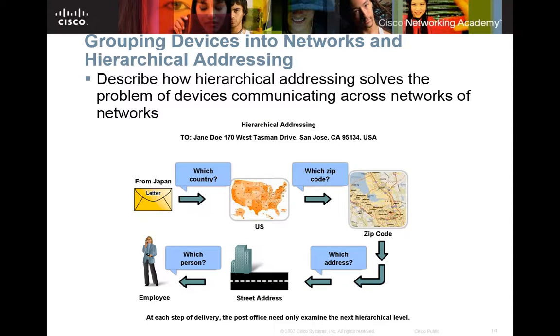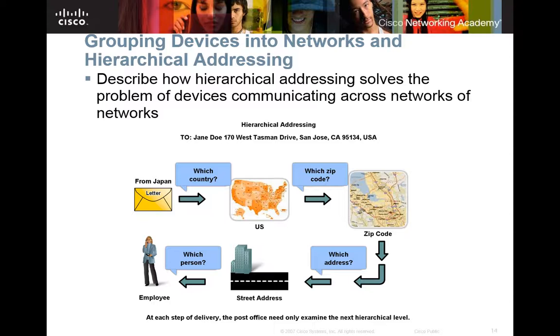Now I'll talk a little bit about IP addressing. Remember, IP addressing is just like a post office. It really is. Okay? You have your 4 octets, right? And we're talking about 32-bit IP addressing here. If I wanted to mail a letter from Japan to Jane Doe, 170 West Tasman Drive, San Jose, California, 95134, USA. What is the first thing it's going to look for?